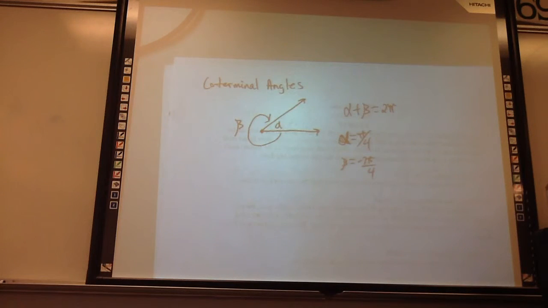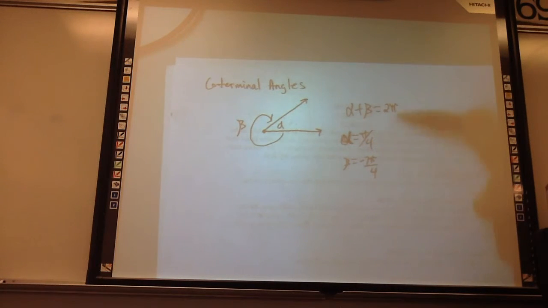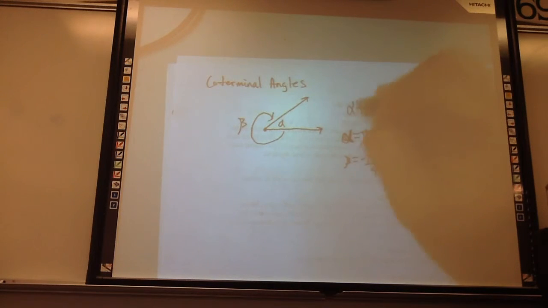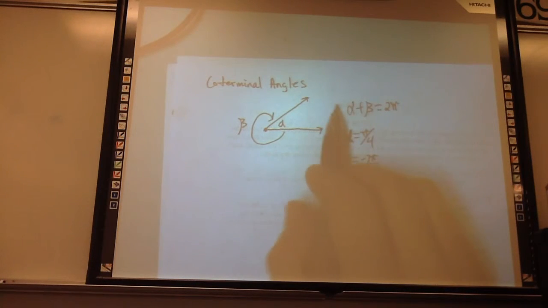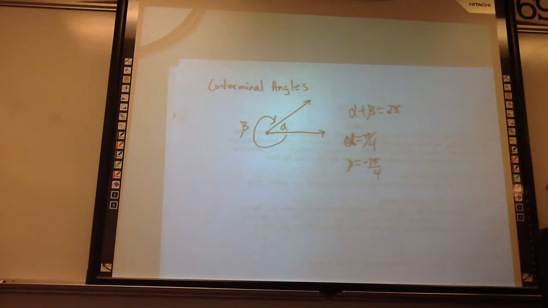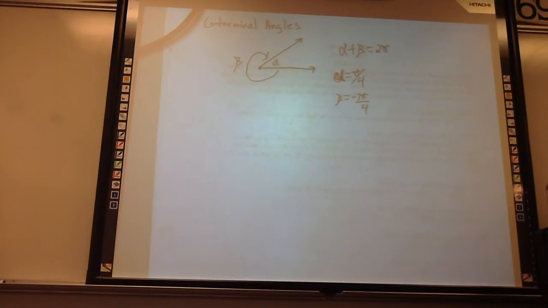Does that make sense? So don't think that you're going to add those together and get 2 pi, because you're not. This should technically be the absolute value of both of those, but I'm not going to mess with that. Because it's a negative. Negative just indicates direction, though. So those are coterminal angles.